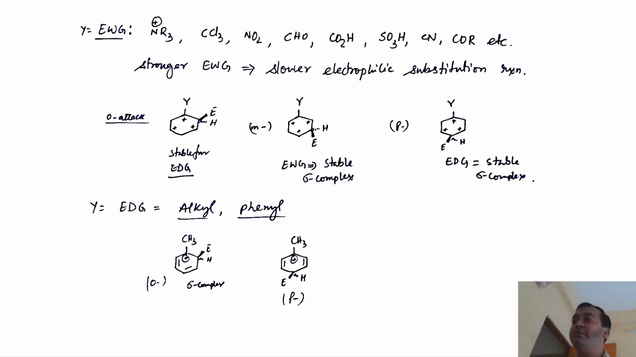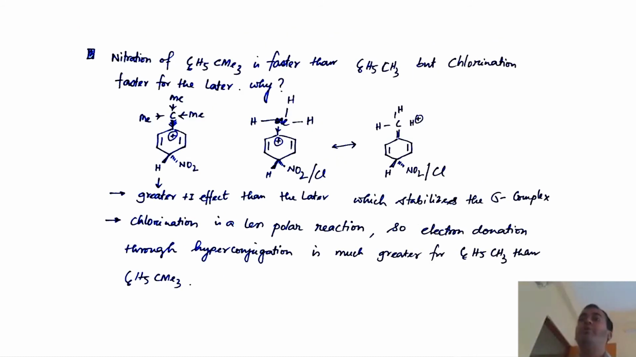Okay, but if you take biphenyl, that is phenyl and another phenyl, the reaction rate is actually a bit faster than benzene. So that means the phenyl group in this kind of biphenyl system behaves as a plus R effect. Okay, we'll discuss that. But before that, there is one problem. This is a very interesting problem.